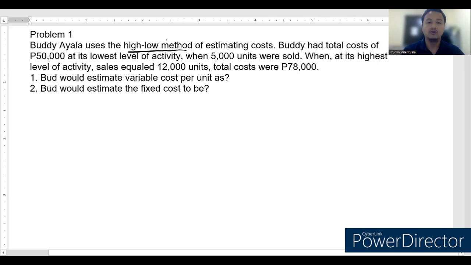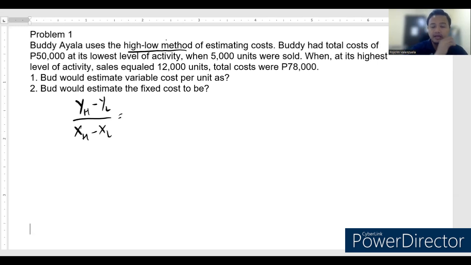So, sa high-low method, ang tinitingnan natin is yung highest activity versus lowest activity. And then, kung ano man yung highest activity and lowest activity, kukunin natin yung cost niya, then we get the difference. So, the cost of the highest minus the cost of the lowest divided by the highest activity minus the lowest activity. So in this case, binigay na mismo yung activities eh. Kaya it's a matter of substituting na lang the given. So ang lowest activity daw is 5,000 units, with a total cost of 50,000 pesos.